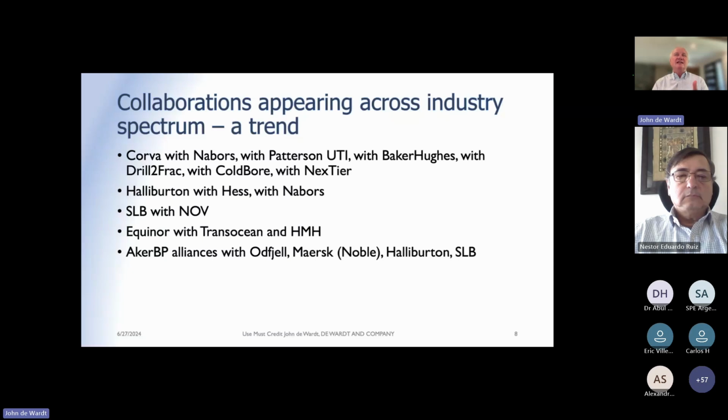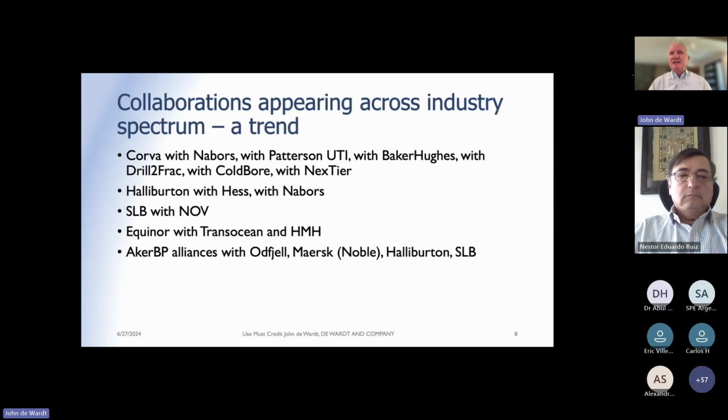Cold Bore, and NextHit. Halliburton have collaborated with Hess and with Nabors on their digitization of drilling. And now they're collaborating with Nabors on the automation of drilling rigs and automation of drilling rigs in very remote areas. So SLB announced a collaboration with NOV, and I'll come back to that later on when I introduce what they're doing. And then Equinor has been working with Transocean and HMH.